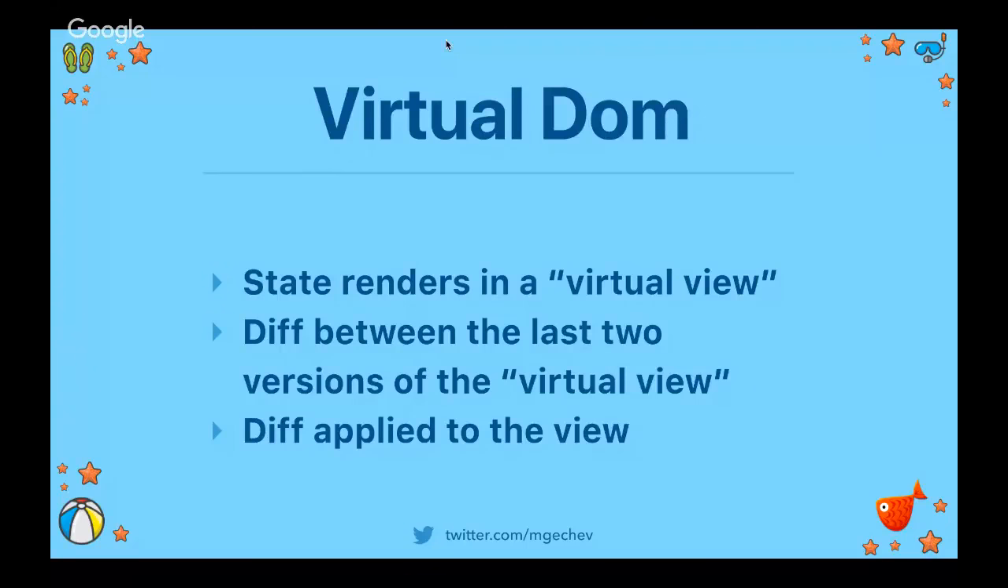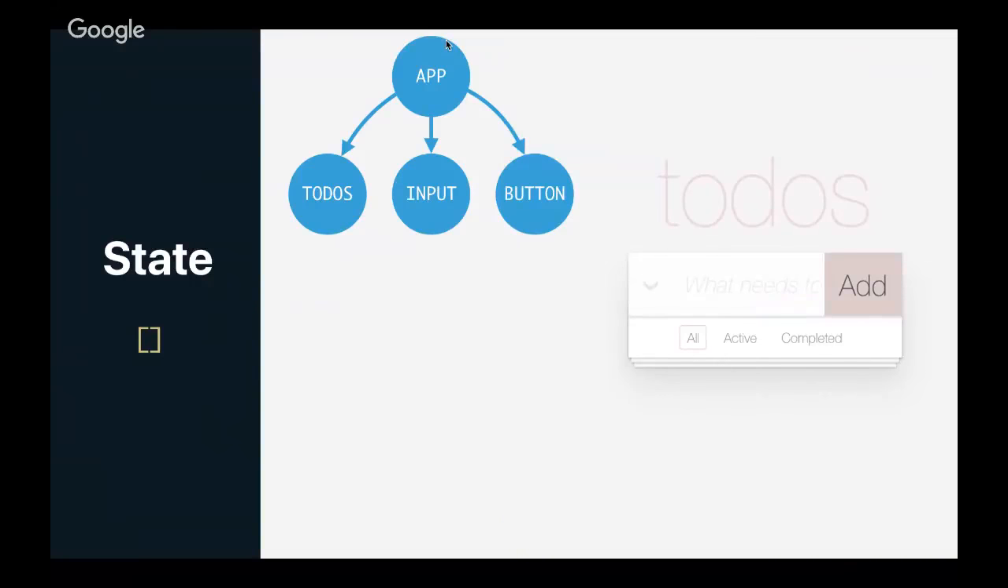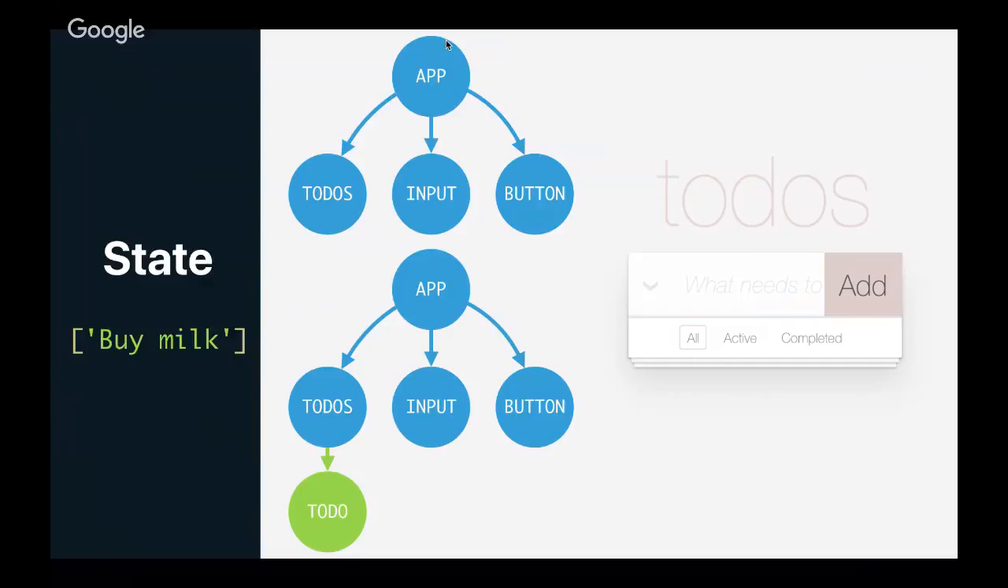So maybe it sounds a little bit abstract, but here is a specific example. We have the state here, which is just an empty array. You can see it on the dark part of the slide. We have the component tree, which is in the middle, and we have the actual rendered application. When we push a new item into the state, what is going to happen is that we're going to render the entire application again in memory without touching the DOM. And we're going to compare the trees here. We're going to compare the top tree with the bottom tree. We're going to find out that there is only one difference between them. And this difference is that we have one more leaf node, which is a child of the to-dos component.